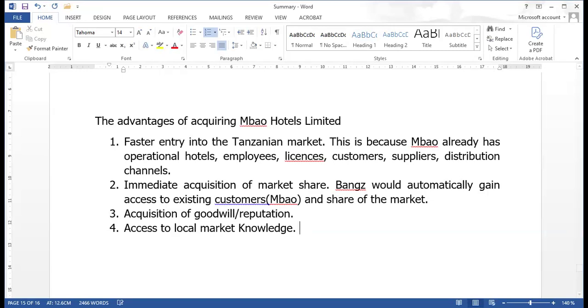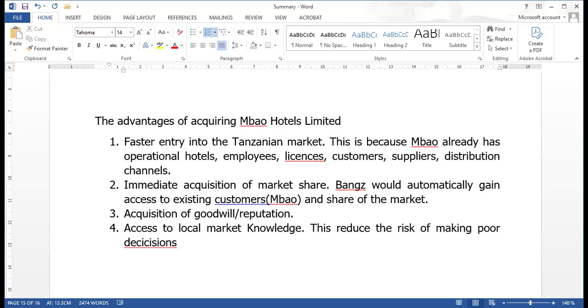Okay, so we can say that this reduces the risk of making poor decisions caused by unfamiliarity with the Tanzanian market. Yes, another person may argue that we are going to recruit workers.